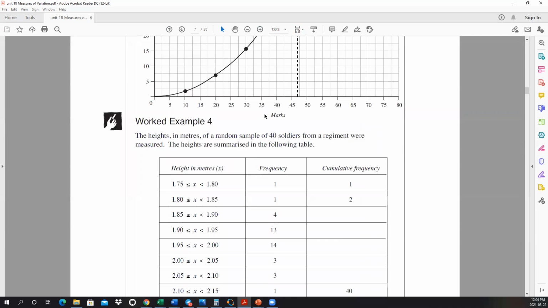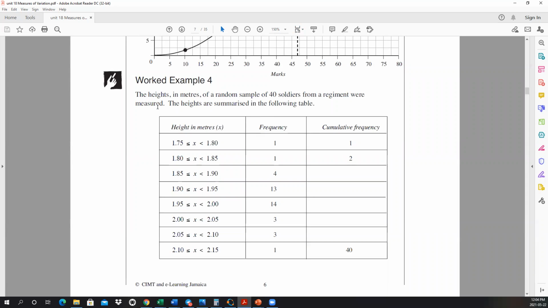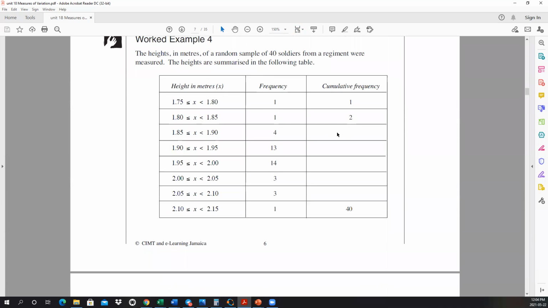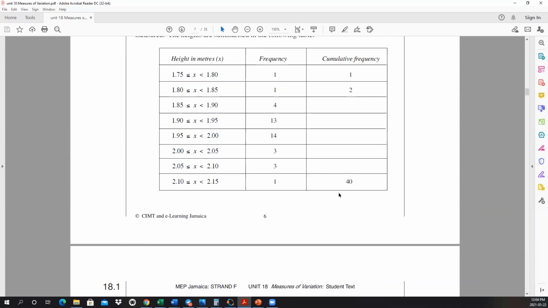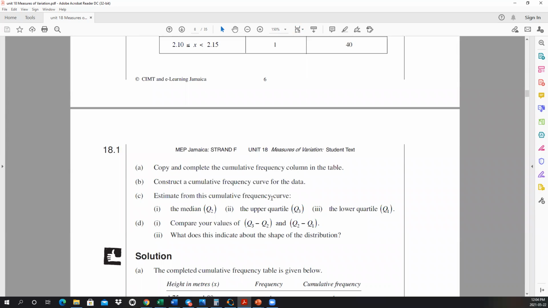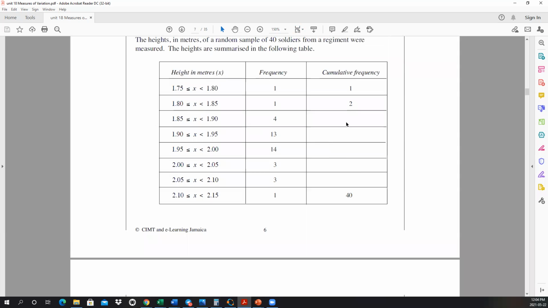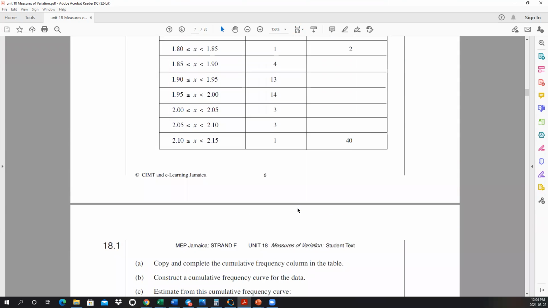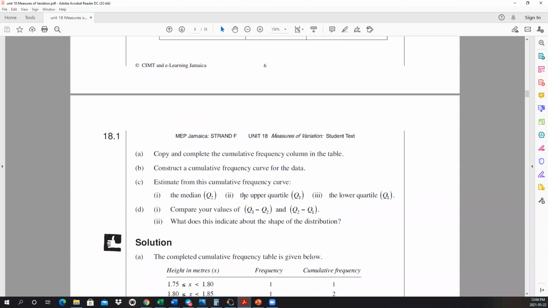Here's another example. The heights in meters of a random sample of 40 students from a regiment were measured. The heights are summarized in the following table. So again, you can fill this out: 2 plus 4 is 6, and then 6 plus 13 is 19, and you continue, 19 plus 14 is 33, I believe. And you continue until you get 40. Then it says copy and complete the cumulative frequency column table. So you complete all of this. Construct a cumulative frequency curve for the data. Draw that nice little curve.